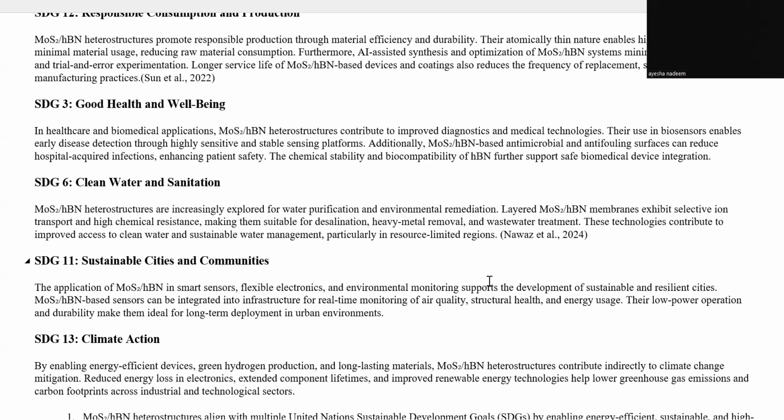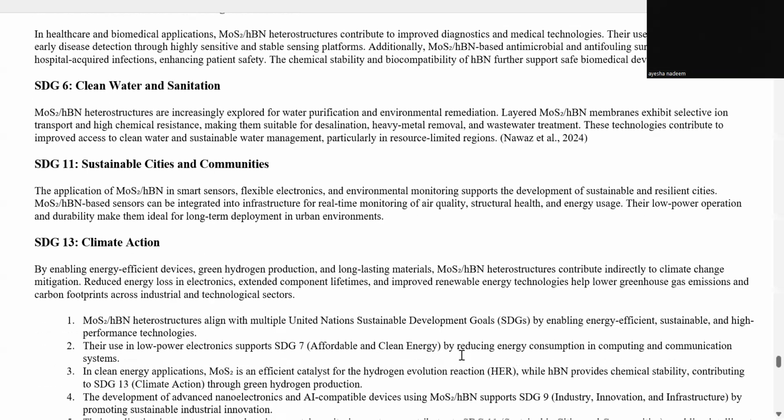Now, there is a relation with SDG 9, which is sustainable cities and communities. The applications of molybdenum disulfide and hexagonal boron nitride in smart sensors, flexible electronics, and environmental monitoring support the development of sustainable and resilient cities. Molybdenum disulfide and hexagonal boron nitride based sensors can be integrated into infrastructure for real time monitoring of air quality, structural health, and energy usage. Their low power operation and durability make them ideal for long term deployment in urban environments.